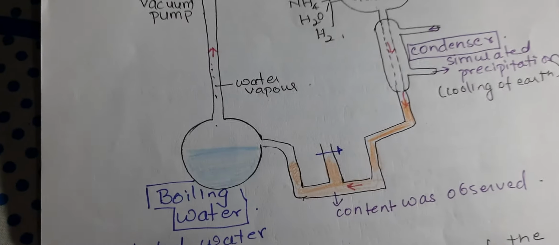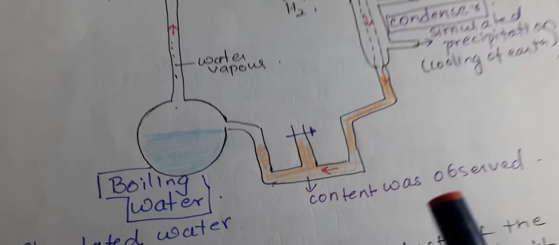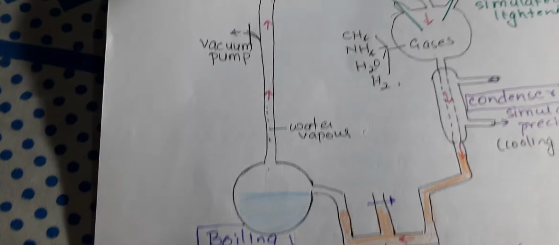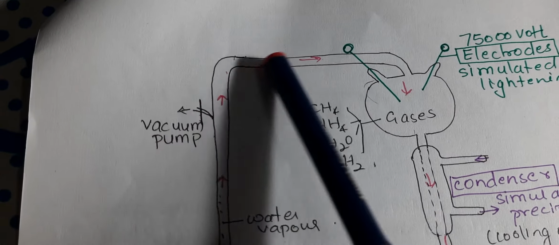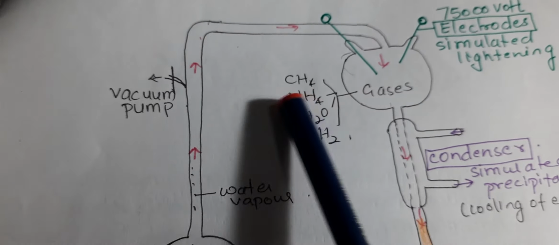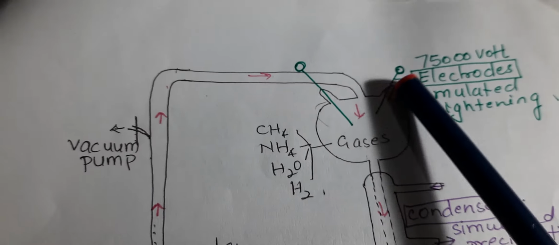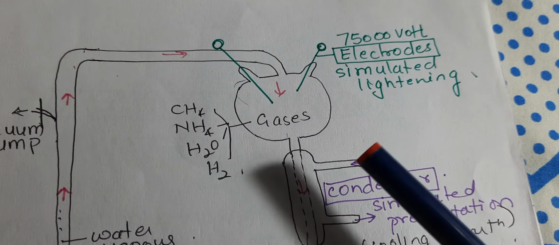So here you can see the diagram. Here this is the boiling water, and when it gets heated it forms steam, and this steam comes here. Here is the mixture of these gases, and then electrodes were there.